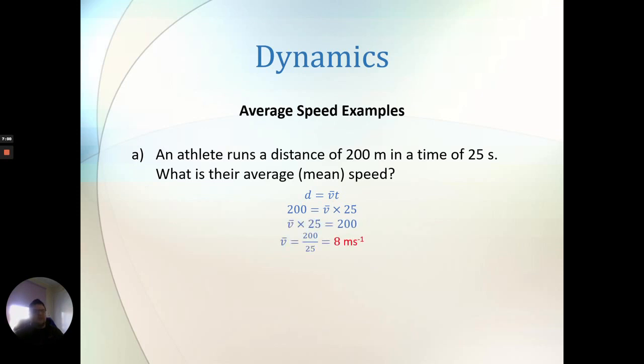You don't need to put in the rearrange step. I've stopped putting that in later on, but at least for the first few I've got it in there. What you do need to have is that v bar is equal, or v equals 200 over 25, which is equal to 8 metres per second. Remember, you need to include the units, otherwise you lose out on your final mark.